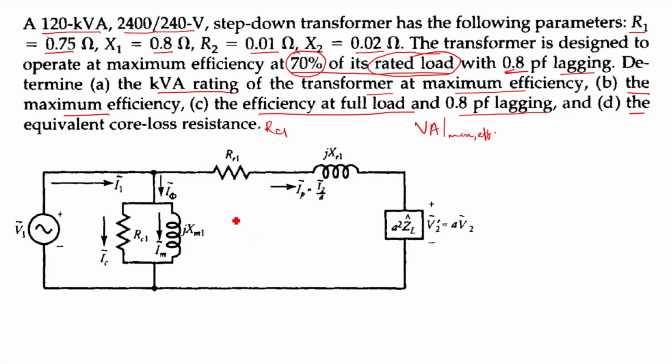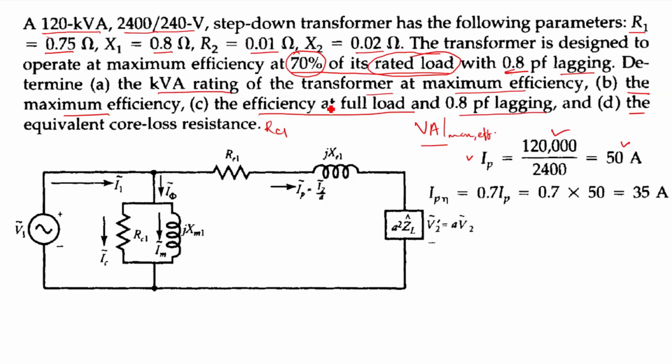So this is your equivalent circuit referred to the primary side, right? And so then we can find I_P first. So I_P will be nothing but S by V, right? S by V2, or aV2 you can say. So aV2 is 2400. If we divide 120 kVA by 2400, then we find 50 ampere. I_P is 50 ampere, right? Okay. So now the load at which the maximum efficiency occurs is 70%. So therefore I can write I_P eta is equal to 0.7 I_P, and that is equal to 0.7 times 50 ampere. That will give me 35 ampere.